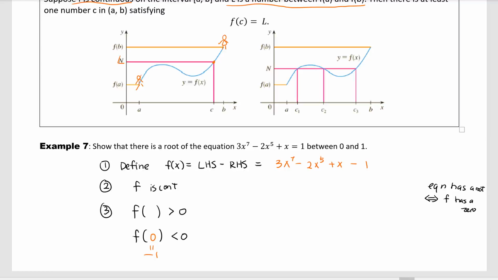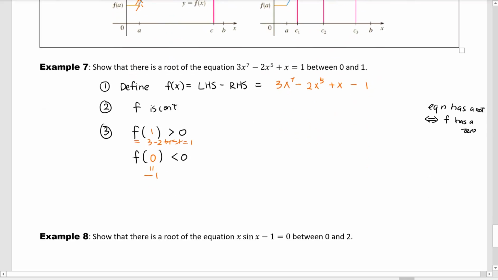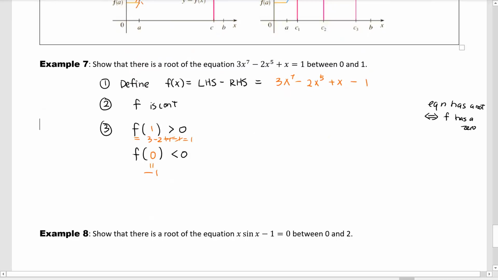Okay, we also need to find a number that is positive. We can try to plug in 1, and you can see f of 1 is 3 minus 2 plus 1 minus 1. 3 minus 2, which is 1. So 1 is positive. See, I have found a number whose f is positive, and I found another number whose f is negative. So we're ready, because now we can use the intermediate value theorem.